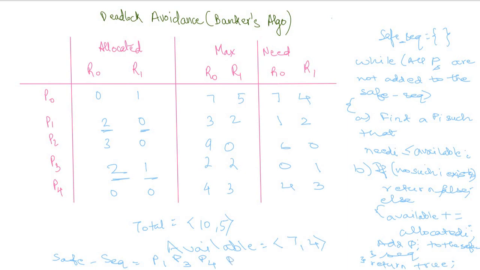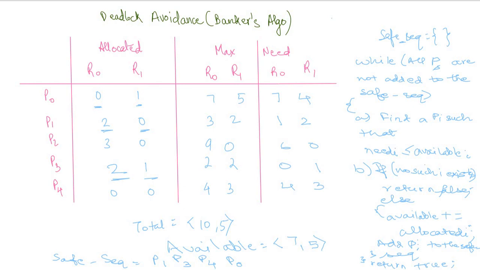So P0 gets added, and P0's allocated will also be added. So this is 0 and this is 1. So this gets added and this will get updated, and it will become 7 5. Finally, we have only one P left, which is P2. So we'll see that the need is less than available.